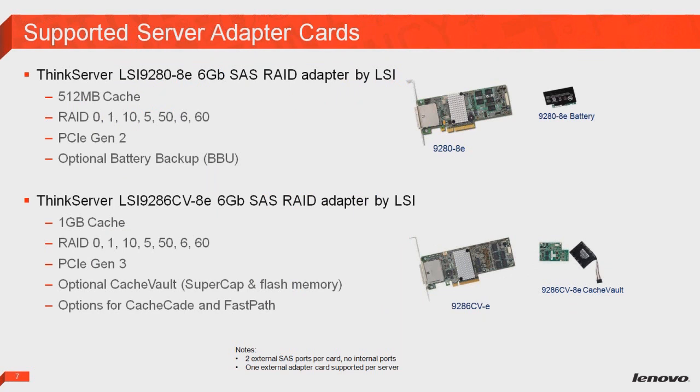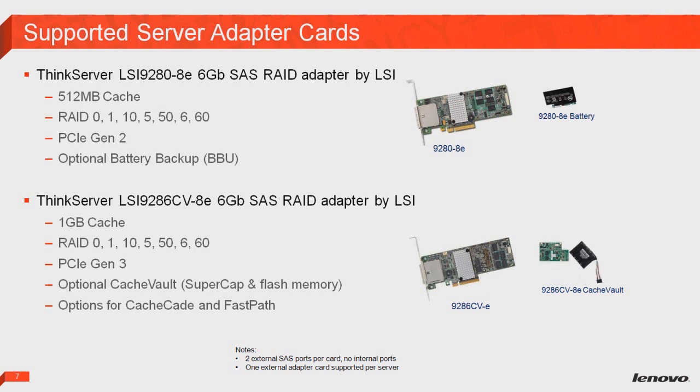So here are the 2 server adapter cards. These are the LSI 9280 and 9286 cards that we offer. They each have kind of different functionality. The LSI 9280 has 512 meg of cache. If you're familiar with our ThinkServer server lineup, this controller is similar to the RAID 700 card that we have today. What's different about this controller is it has the external SAS connectors. You can't really see it on the picture, but there are 2 external SAS ports on each of them.